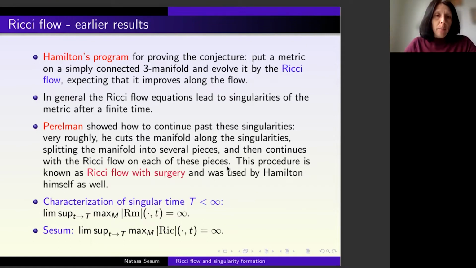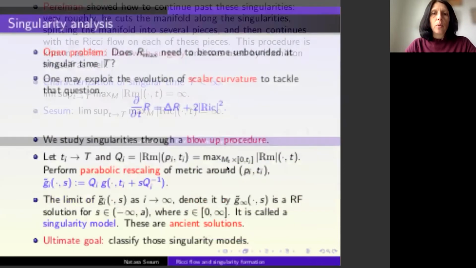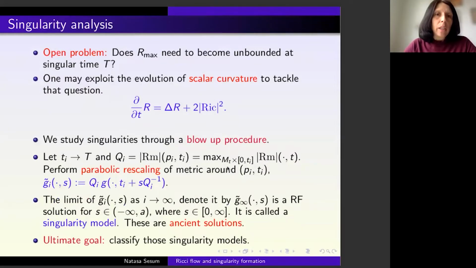And what Perelman showed, by also using Hamilton's ideas, is that when you encounter these places in the manifold where the curvature becomes very large, so namely you are approaching this singularity, then you cut the manifold into several pieces, keeping track of those pieces that you cut, and then you continue the flow on each of those pieces. And this is called the Ricci flow with surgery. So that's what was used in Perelman's work also to prove the conjecture.